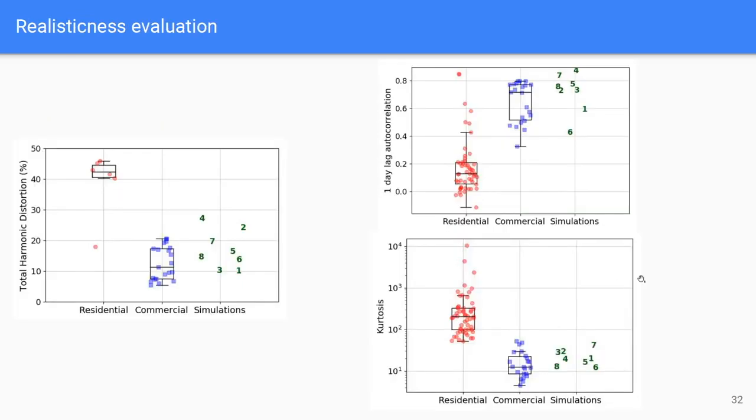This is just the metrics evaluation of the metrics for simulations compared to real buildings. So we can see that they share the same properties with commercial buildings and not with residential buildings.